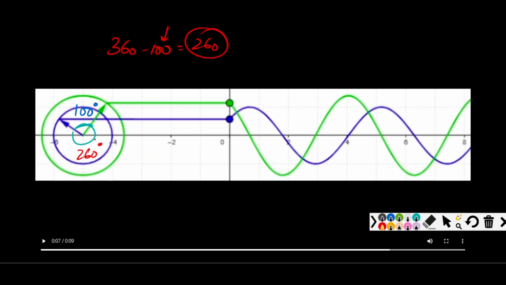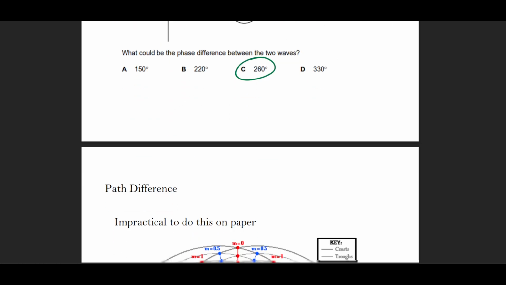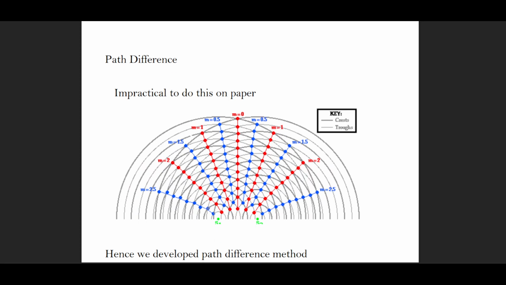So either 260 is the answer, or 100 is the answer. If you don't find 100, you'll find 260. If you don't find 260, you'll find 100. We can see that we found 260 as well. All right. Moving on to this concept, that is path difference.